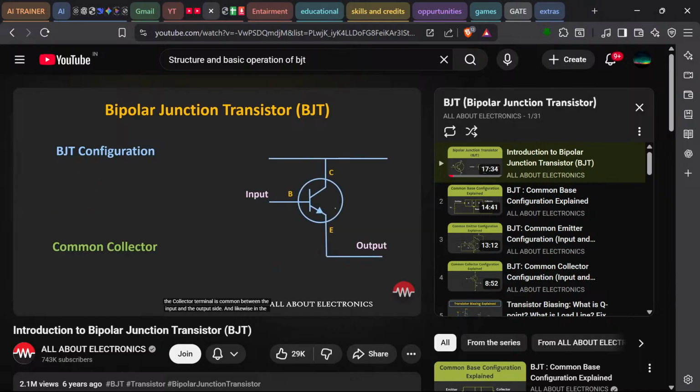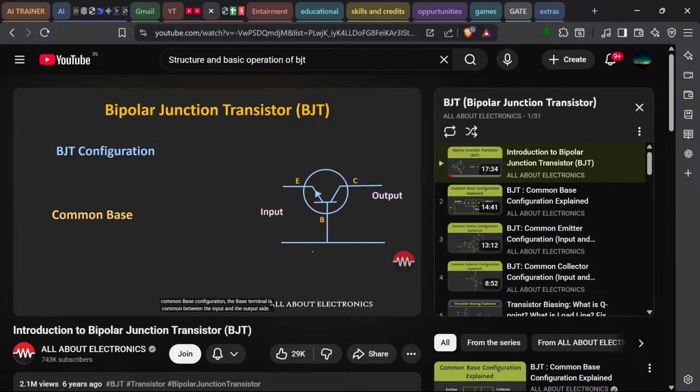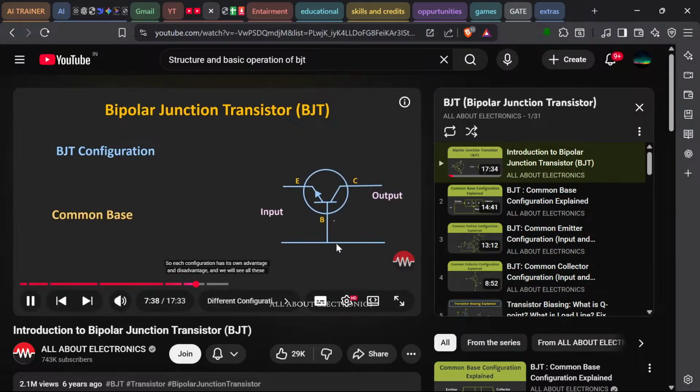Similarly, in case of the common collector configuration, the collector terminal is common between the input and the output side. And likewise, in the common base configuration, the base terminal is common between the input and the output side. Each configuration has its own advantages and disadvantages, and we will see all these configurations in detail in the upcoming videos.